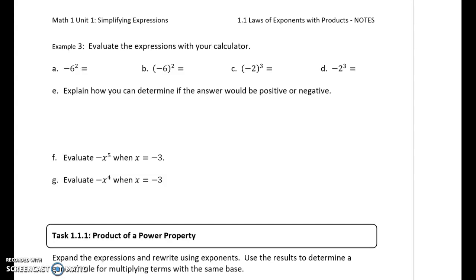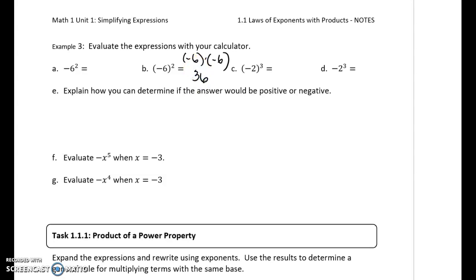If you type this in your calculator with the parentheses, that is telling us that we're going to take negative 6 times itself twice. Whether you're using your calculator with the parentheses or writing it out in expanded form, just like we've been doing, it's negative 6 times negative 6, which is a positive 36.